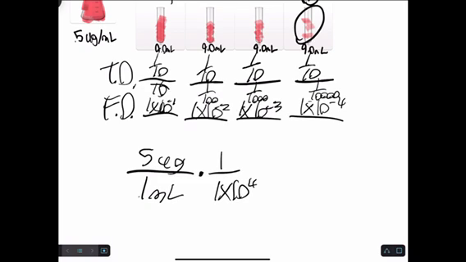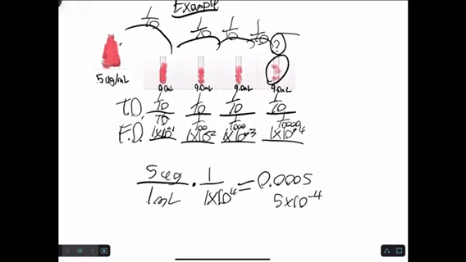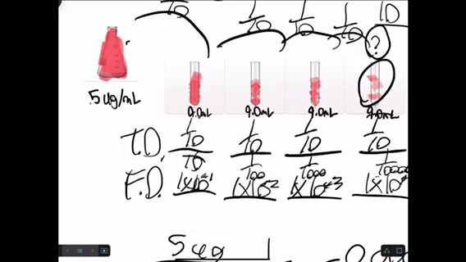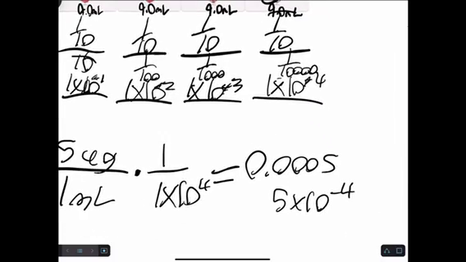Just to make our lives a little bit easier. And then that equals, if you plug it in your calculator, 0.0005, or in scientific notation, 5 times 10 to the negative 4. So that is how we know in our 4th test tube, if we have 9 milliliters of water and 5 micrograms per milliliter of our concentration on our original test tube, we will have 0.0005.